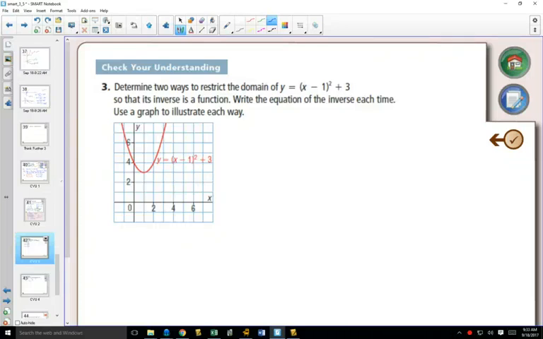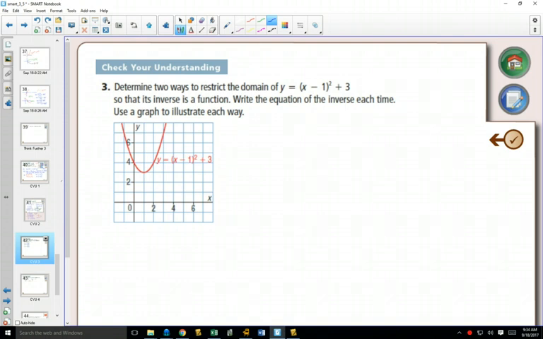So we were just talking about how if the original function doesn't pass the horizontal line test, then the inverse won't be a function. So right now we have a parabola here, and we can see that it is not passing the horizontal line test. If we draw a horizontal line, it's going to touch 2 points. The question is saying, write the equation of the inverse each time, and we need to determine 2 ways to restrict the domain. Now for a parabola, it becomes quite easy to see 2 ways to restrict it.